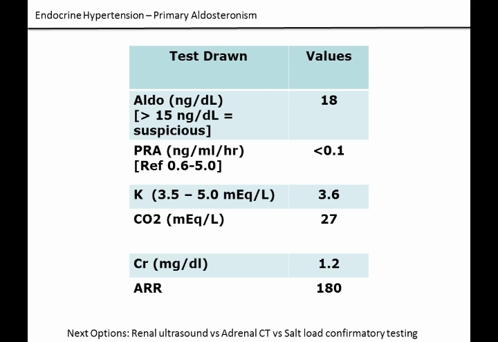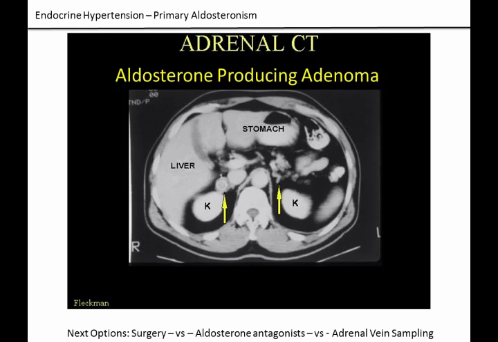This is what you need to do now. You need to do a salt load confirmation test. So we tell the patient, all right, we're going to give you sodium tablets. You're going to take 3 of these with every meal. We're going to give you potassium supplementation, and on the 3rd day, you're going to do a 24-hour collection of your urine, and it comes back that the aldo concentration is 25, and it should be less than 10 or 12. So we have confirmed it.